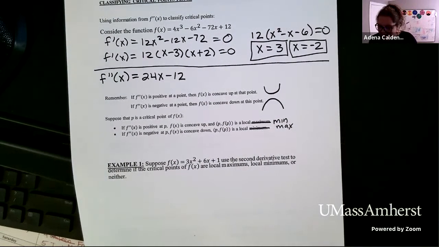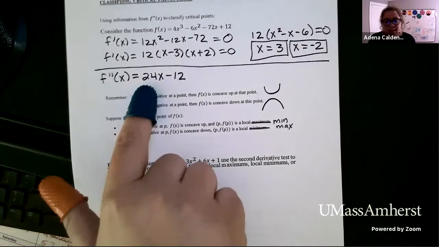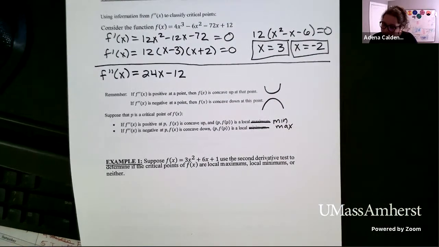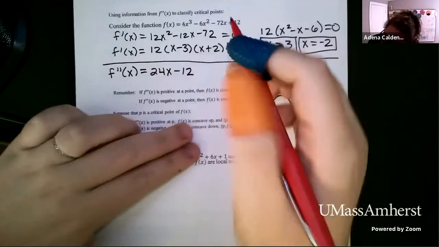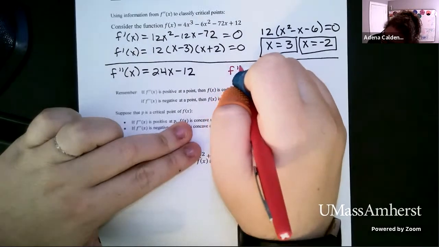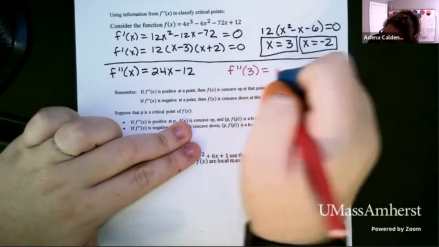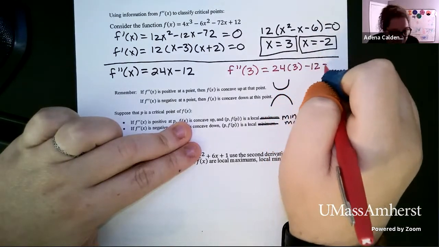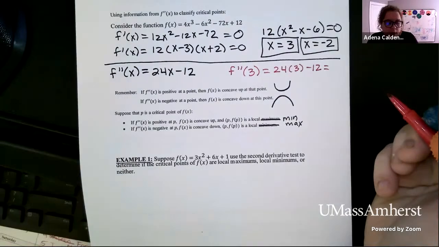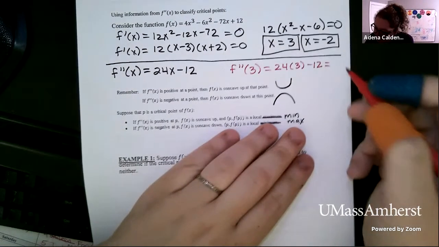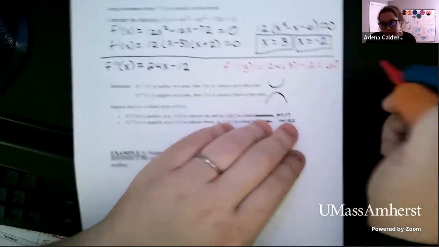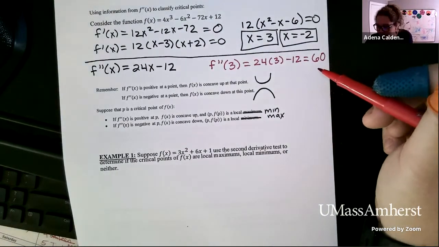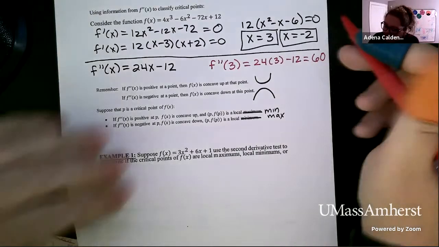Okay, so how do we apply that here? We have the second derivative and we have our critical points, so we want to plug these into the second derivative. If we plug in a 3, we have 24 times 3 minus 12. We would crunch that number and we would get 60. The 60 is not what's important. What's important is if it's positive or negative. So here, this is positive.